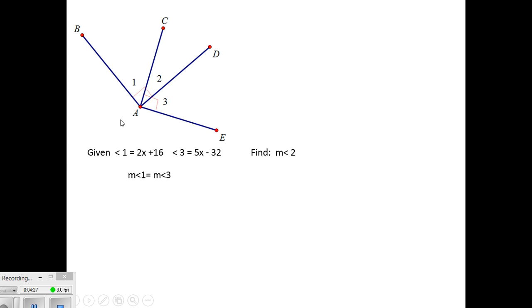So, we're given angle 1 is some value in terms of x, angle 3 is some value in terms of x. We're asked to find angle 2. What makes us conclude that angle 1 is equal to angle 3? Well, it's the theorem we just proved, okay? Having that statement then, we can use those values that are given or substitute them in. We can proceed with the work to find the value of x. Having the value of x, okay, we can then find what the measure of angle 1 is.